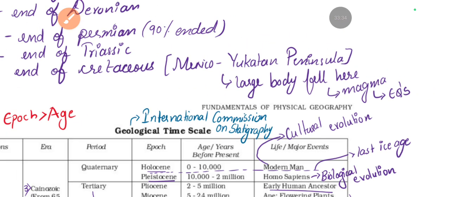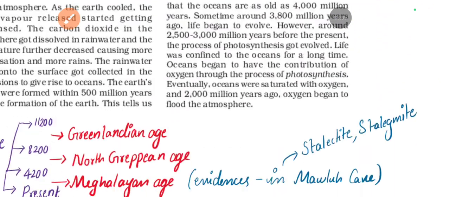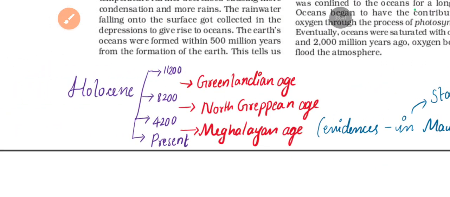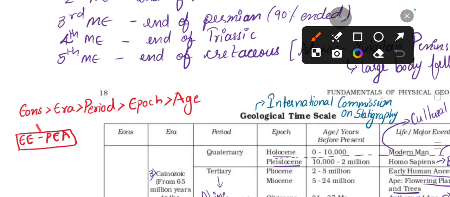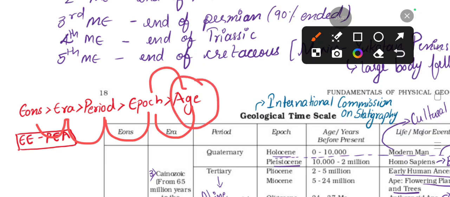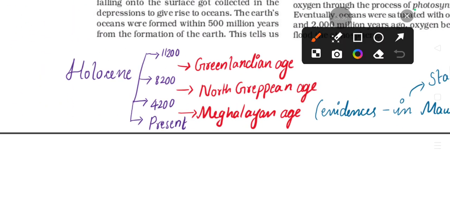So that is the reason we see presently, we can divide the Holocene epoch into different ages. I've told you, eons can be divided into eras, eras into periods, periods into epochs, and epochs can be divided into ages. So if you take particularly the Holocene epoch, we can divide it into different ages. If you broadly classify them, there are 3 important ages. One is Greenlandian age, one is Northgrippian age, one is Meghalayan age.